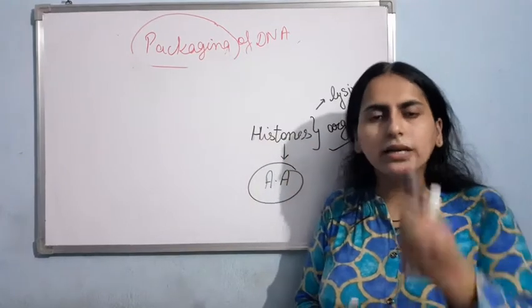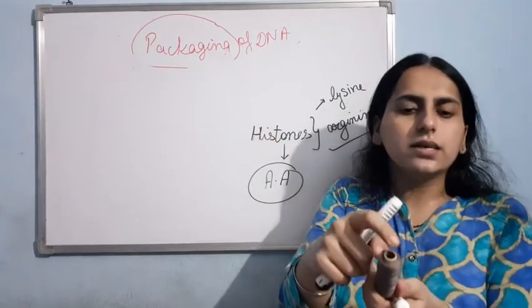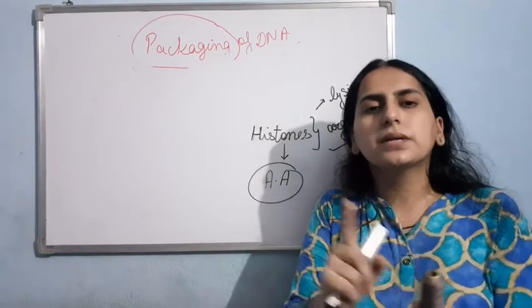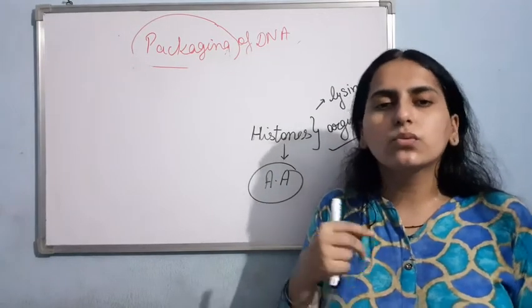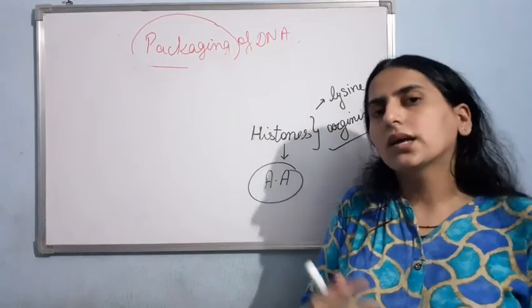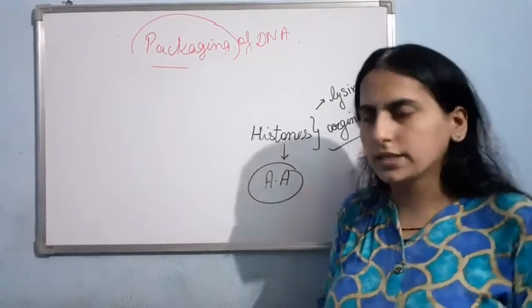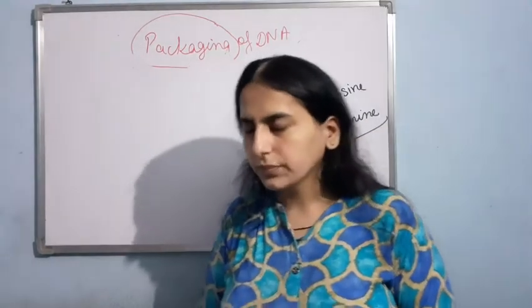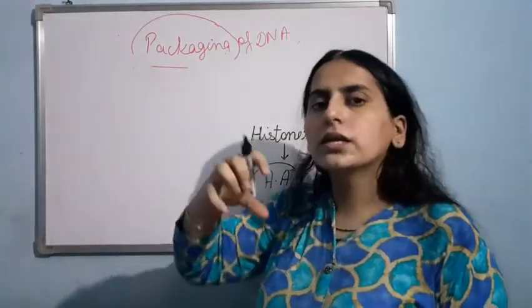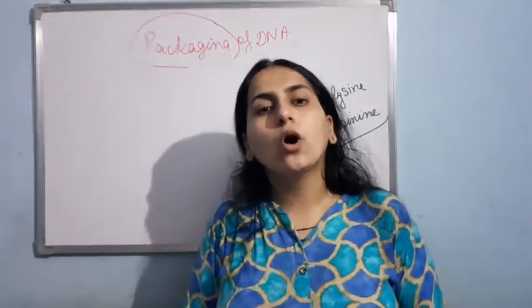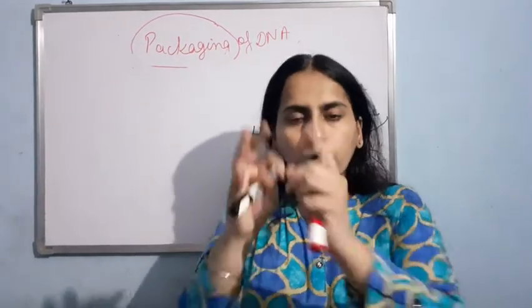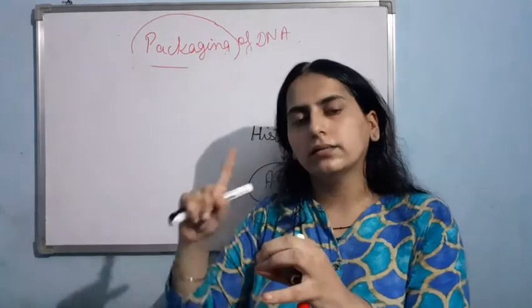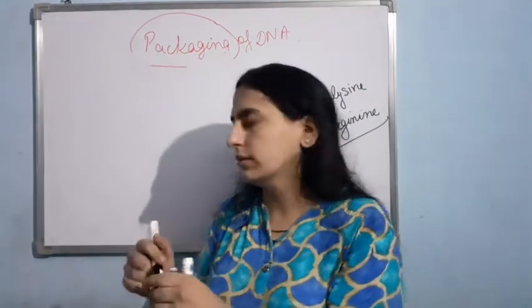Am I clear? You can imagine this. This cylindrical structure represents the histone and this thread represents our DNA. And in this way our DNA is arranged in the small nucleus. Now let us talk about the structure of histones. Basically, 4 histones make an octamer, and over that the DNA is wound.